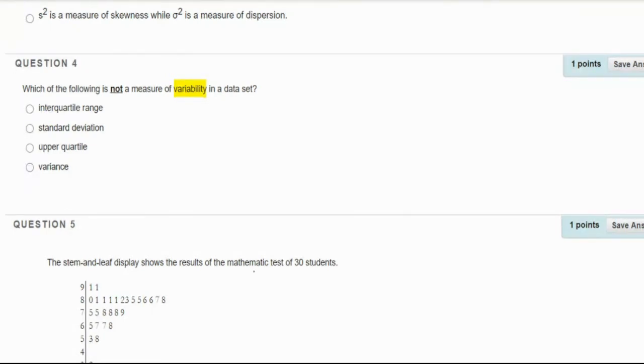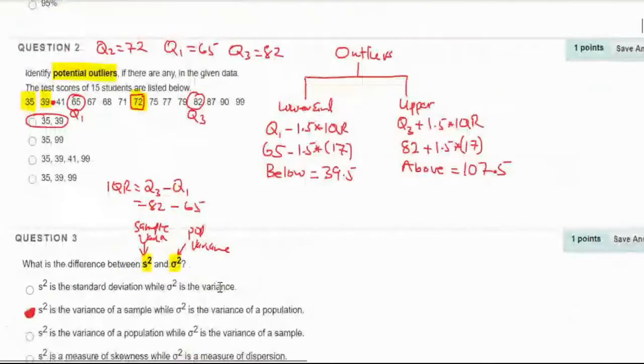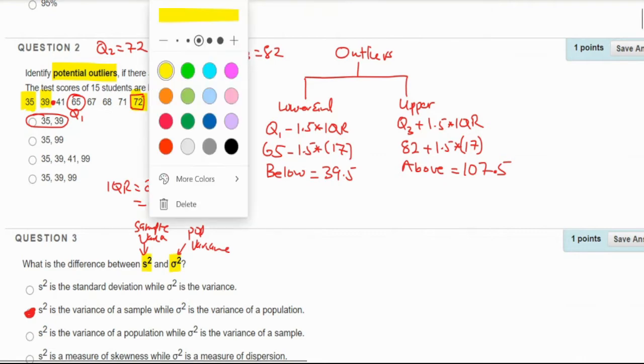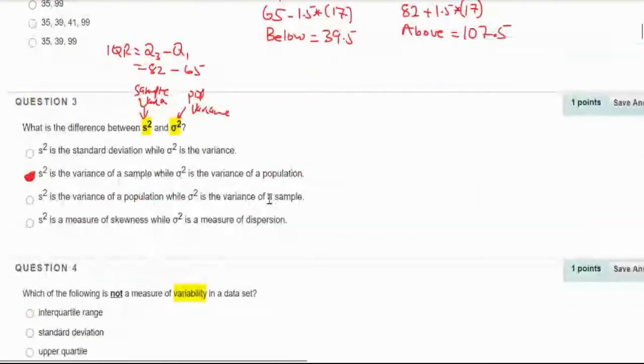Question? Upper quartiles? Okay, let me go back. Oh, because we're saying any number below 39.5. So 39 is below 39.5. Does it make sense to you? Okay. I also got tricked with that one.